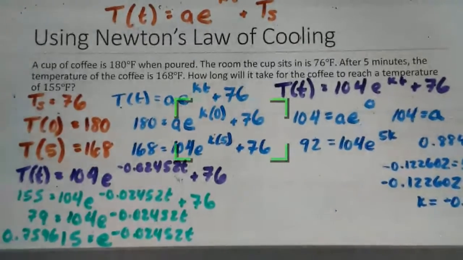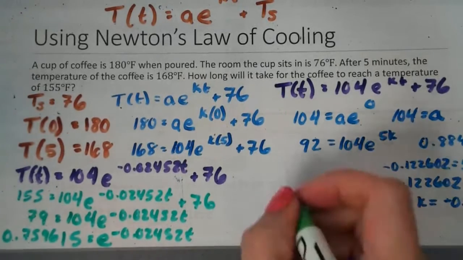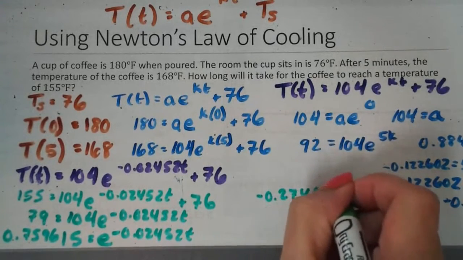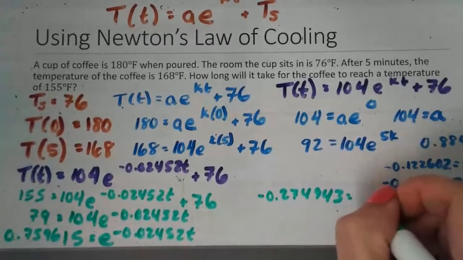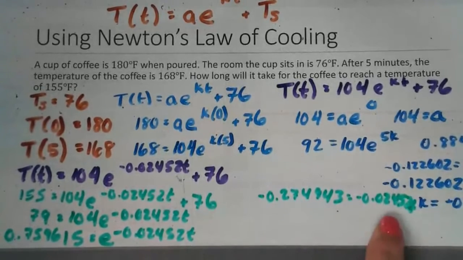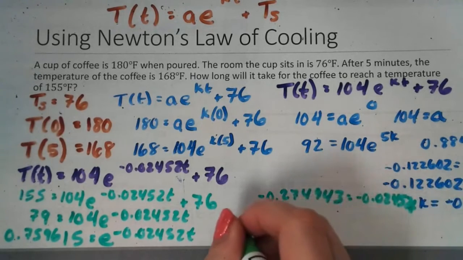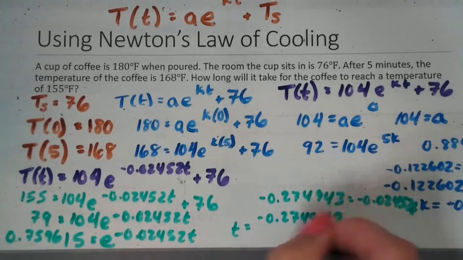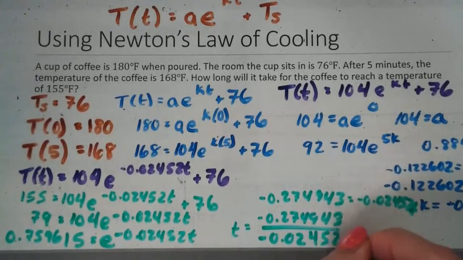I need to get that exponent out of there, so I'm going to take the natural log of both sides. If I natural log the left-hand side, I'm coming up with negative 0.274943 is equal to the natural log of this, which is just going to be the negative 0.02452t. And if I divide both sides by that negative 0.02452, then I get t equals negative 0.274943 divided by the negative 0.02452.